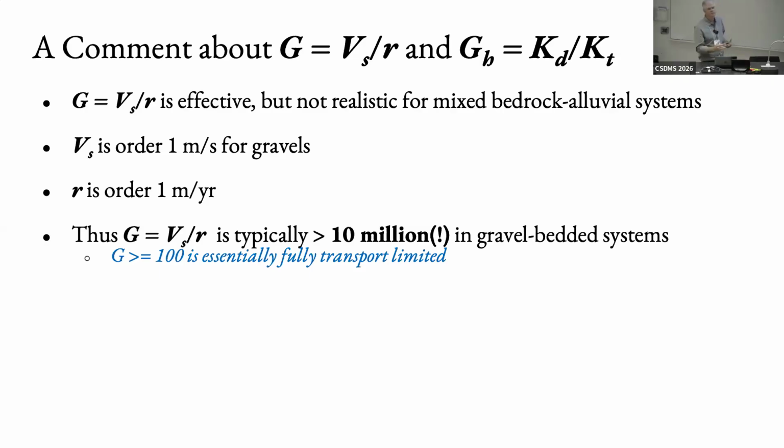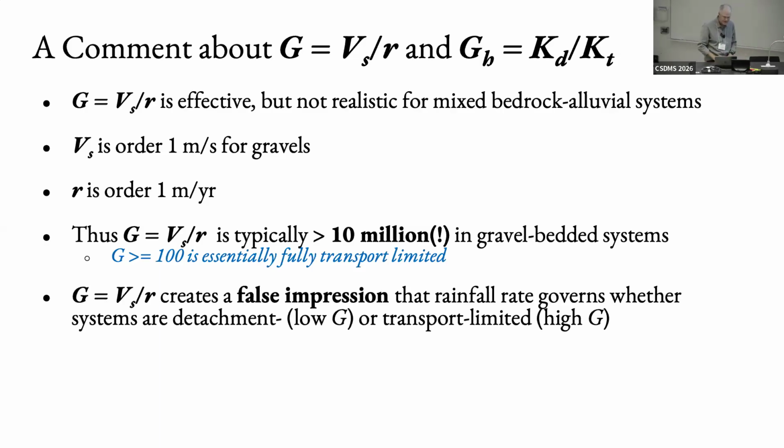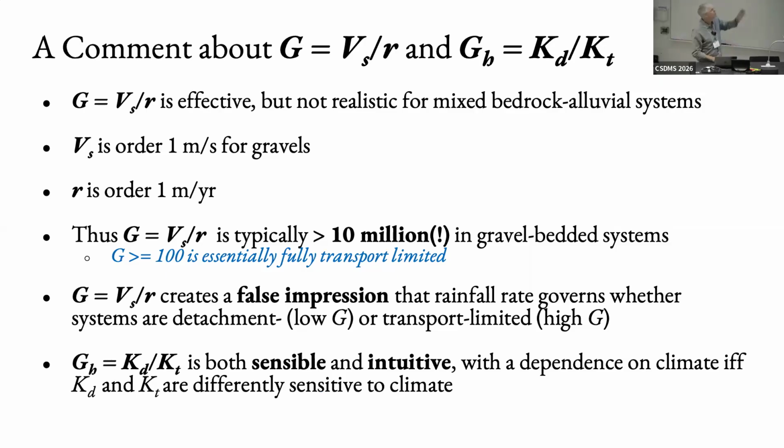We know from observations in the field that's not the case. There are many behaviors that indicate you're somewhere on that spectrum towards detachment limited. So I do think that it creates a false impression, because it makes you think rainfall rate really sets it, like wetter places are going to be more detachment limited. And I don't think that's true, or at least we don't know whether that's true. So a more sensible one is the one that comes out of the shared stream power model: the coefficient of erosion versus the coefficient for transport. That's ultimately what works.